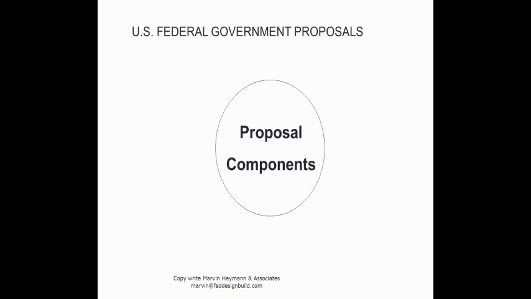So let's look at how U.S. federal government proposals are different than design-build proposals in the private sector. First, there still are 5 elements. However, the way the government looks at those 5 elements are slightly different.